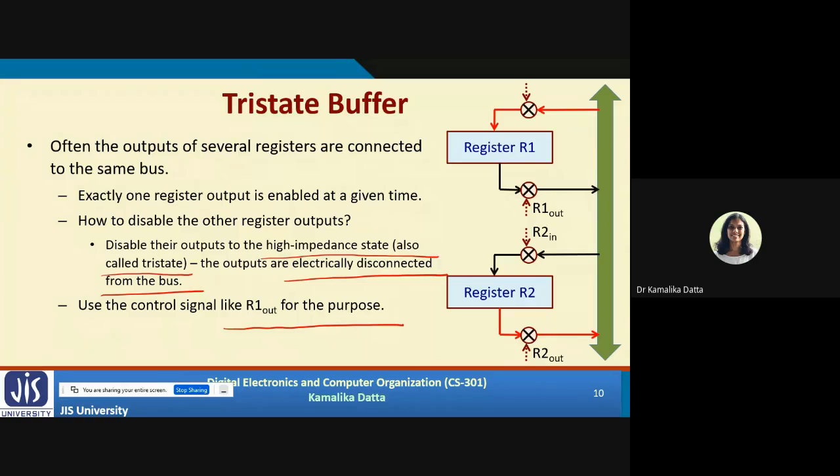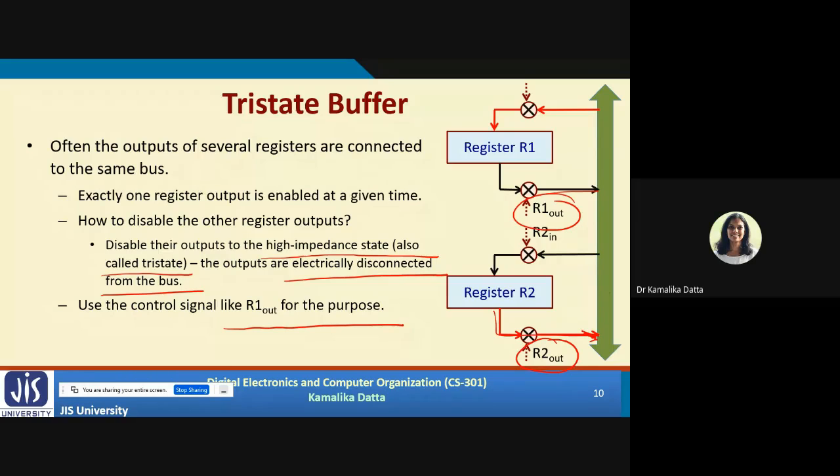Again, try to understand. I am trying to say that there are a number of registers that are connected to this bus. In this example, I have given two registers, R1 and R2. So the output of R1 and R2 must be connected to this bus. But at a time, I want that only one register's output be available in the bus. All other register outputs, although connected, should not be available here.